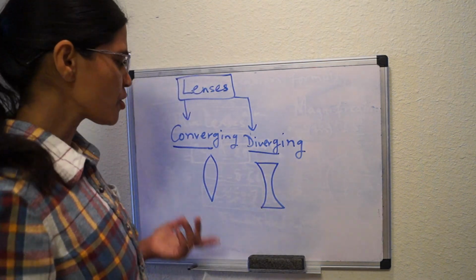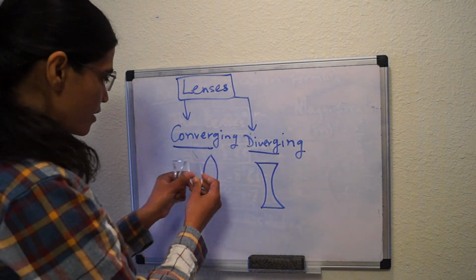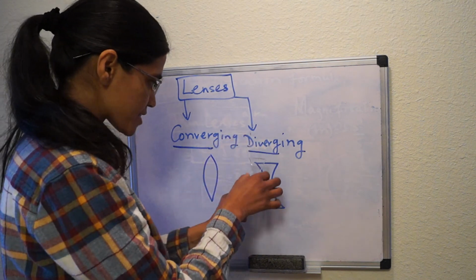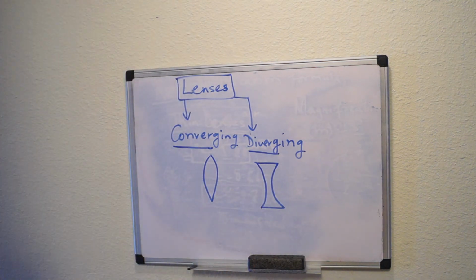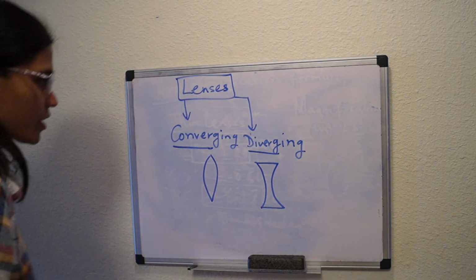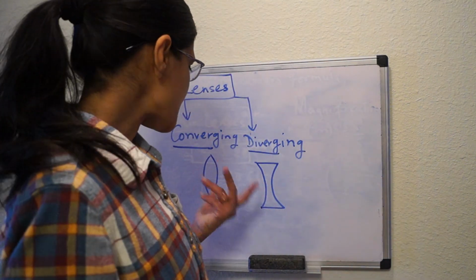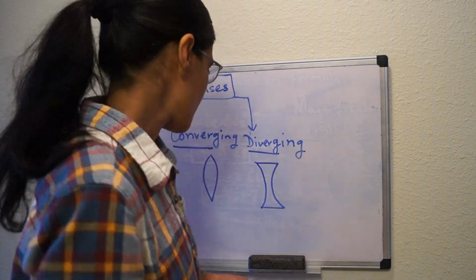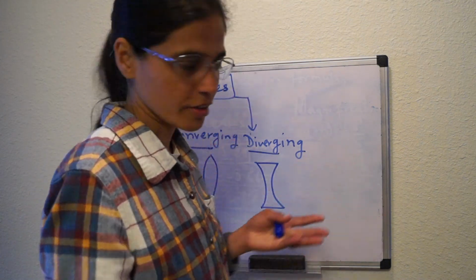So how do you know which is which? The one that is thicker in the middle is a converging lens. The one that is thinner in the middle is a diverging lens. Okay. So really, when you go for your eye checkup, you get glasses, a combination of these lenses for your eyes, right? But we'll learn about that in another class.